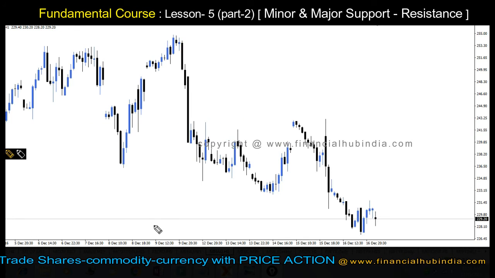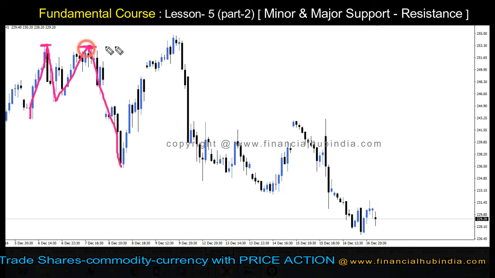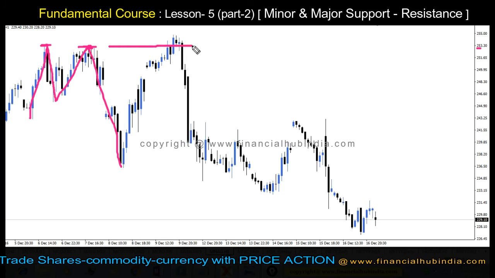So this is a chart for natural gas, and here you can see we have a resistance area, isn't it? Price goes up, it falls back down, again it goes up, it falls back down. So we got selling two times from this price level, which is around 253, between 253 and 255. And since we got rejections two times on a particular price level, now this price level becomes a major resistance area.